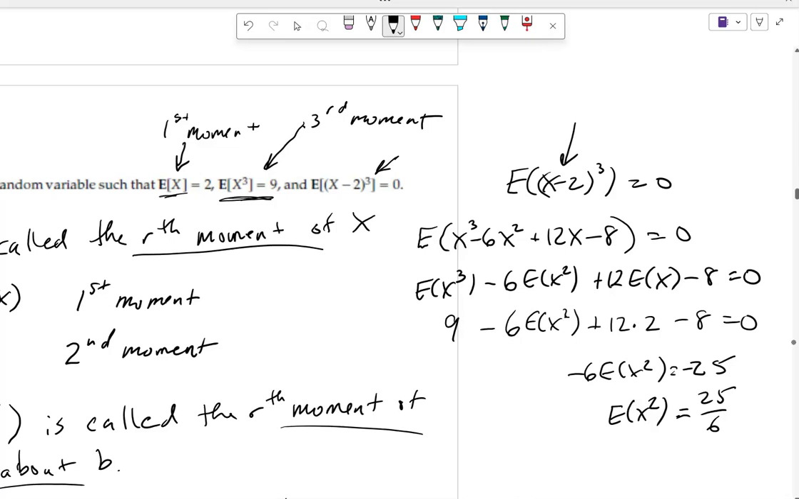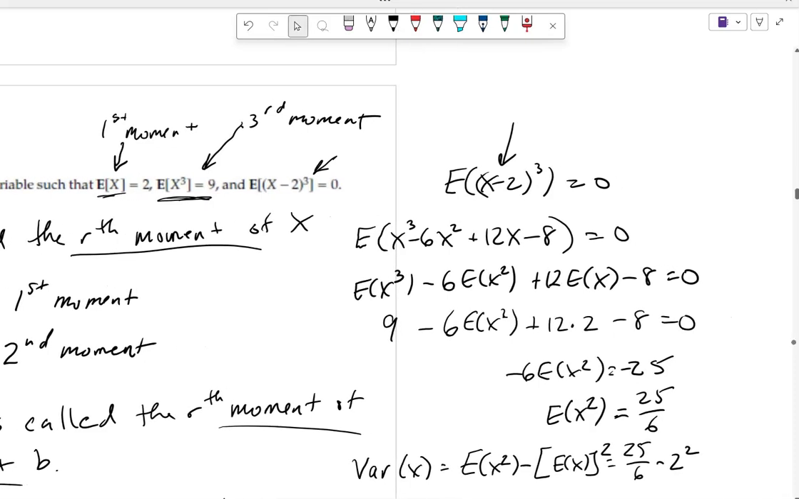I was expecting it to come out an integer rather than a fraction, so that's why I paused a second ago. All right, so do we have enough information now to figure out the variance? Yeah, we just need to take that 25/6 and subtract the square of the mean. And they tell you that E of x is 2. So 4 is the same thing as 24 over 6, so I get a 6th when I'm done.